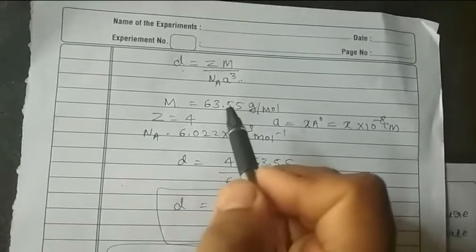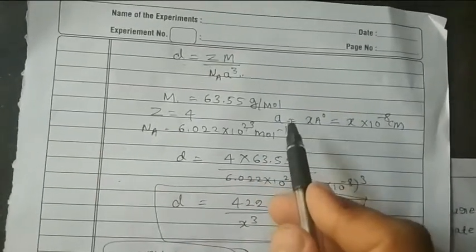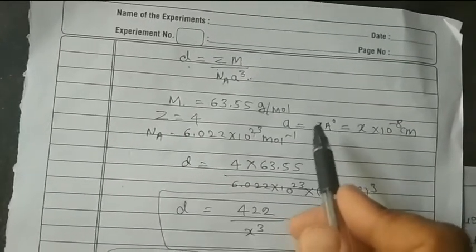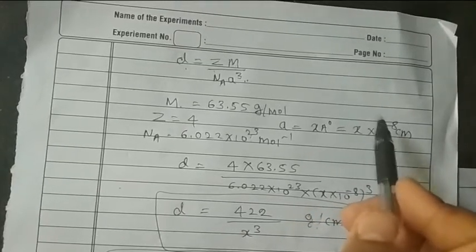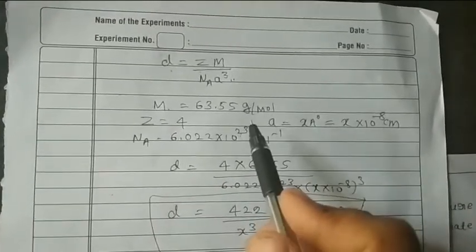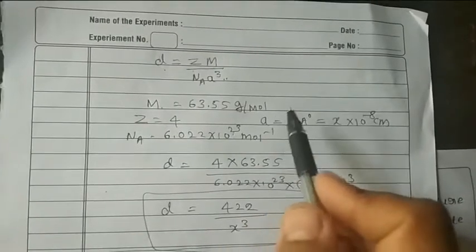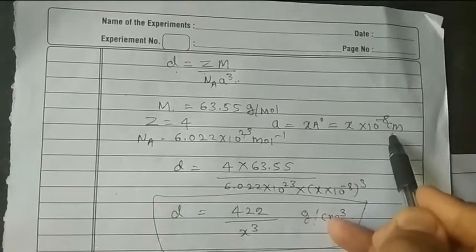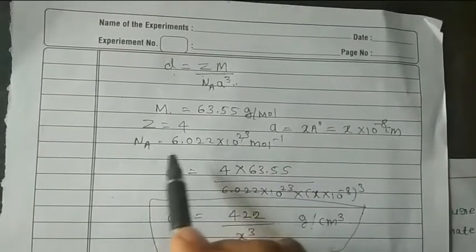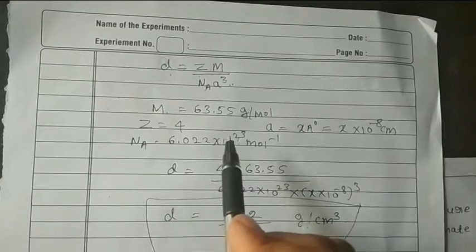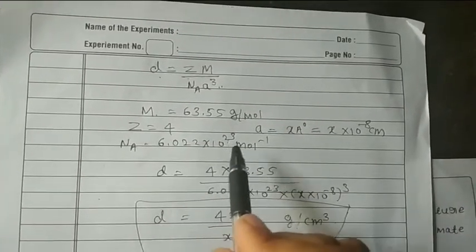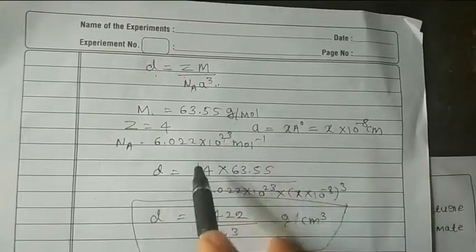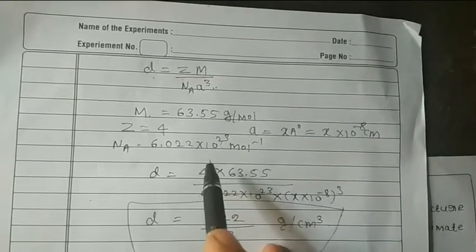And in the problem, edge length is also given. Edge length is given in terms of angstrom. We have to convert angstrom into centimeter. In the problem we want density in gram per centimeter cube, so we have to convert angstrom into centimeter. And Na is the Avogadro number, 6.022 into 10 raised to 23 per mole. Then substituting all these values in the density formula, we get an answer.